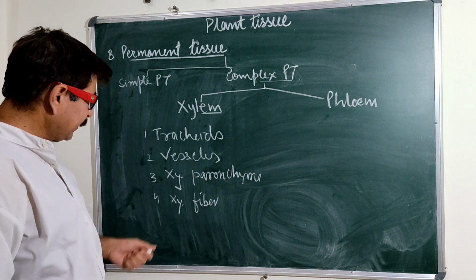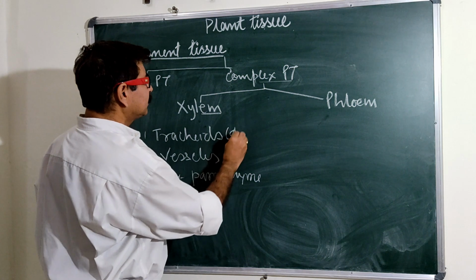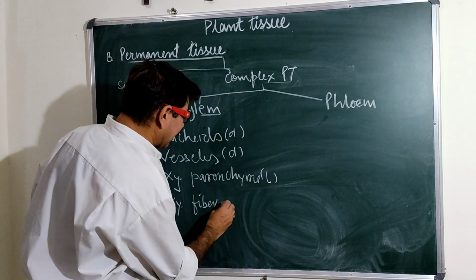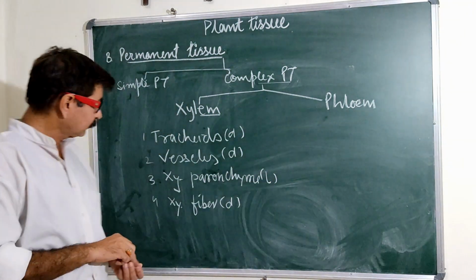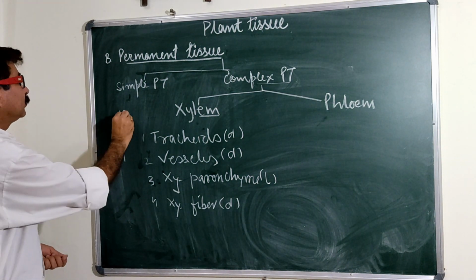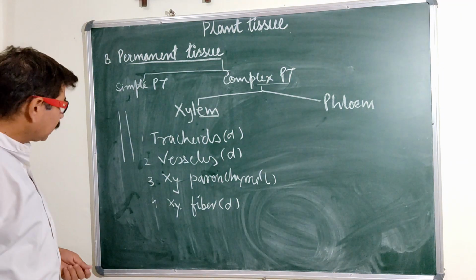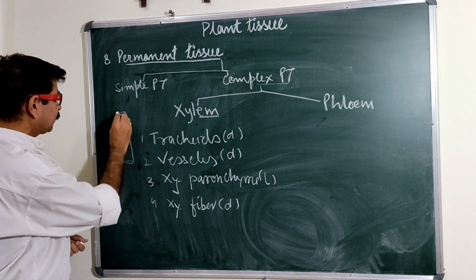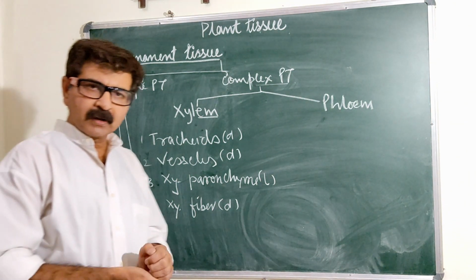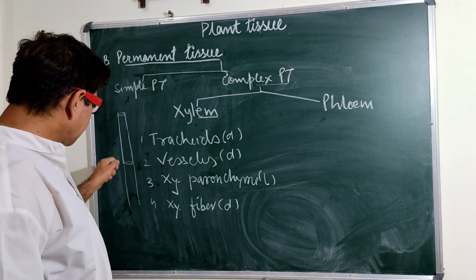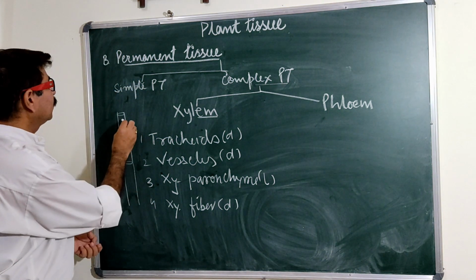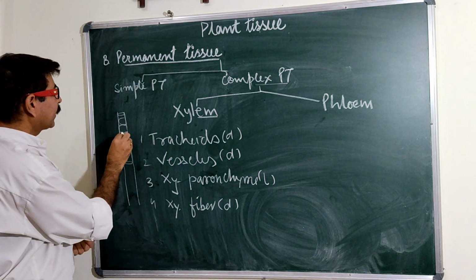Most of the cells here are dead, as tracheids, they are dead, vessels are dead, this is the only living cell, and these are the dead cells. Tracheids, generally they are cylindrical in shape, and they stack over each other, so they form a long tube-like structure. These tubes have deposition of lignin, a kind of pigment material, that chemical helps them in the conduction of water.